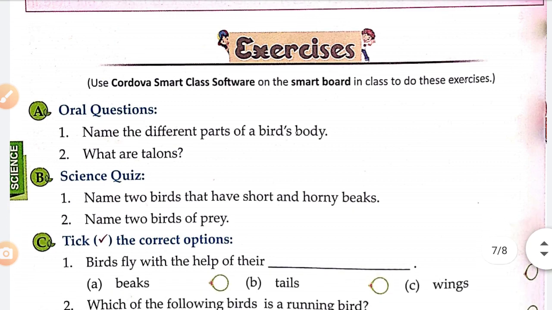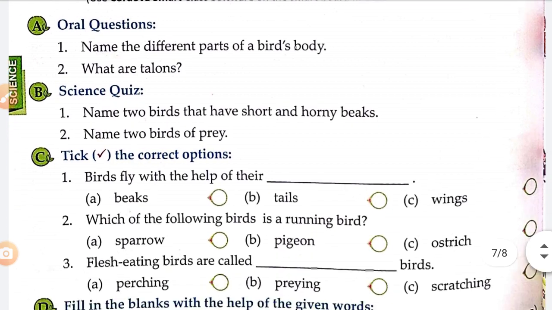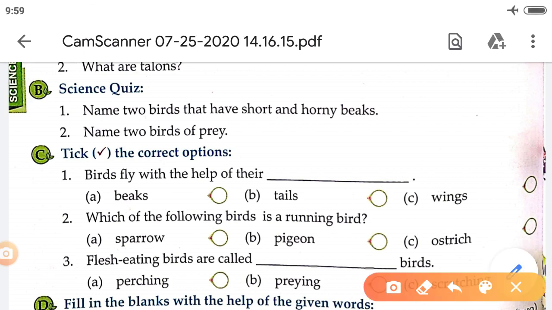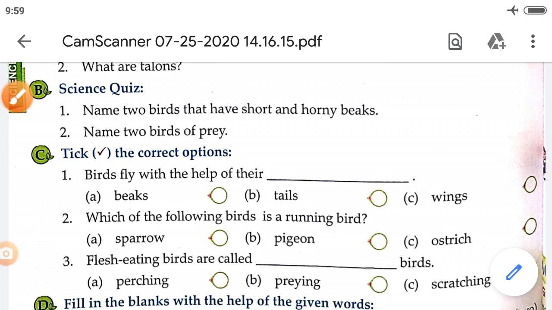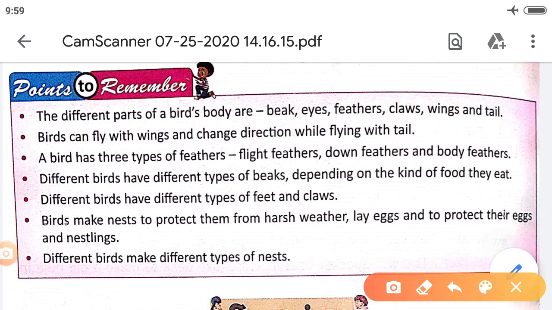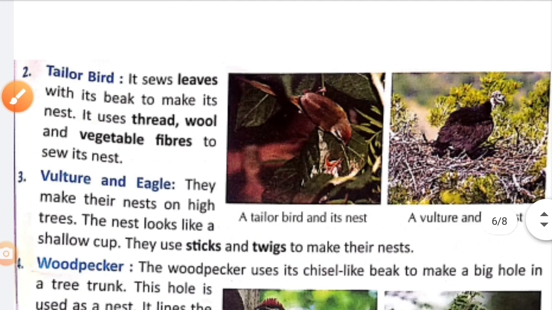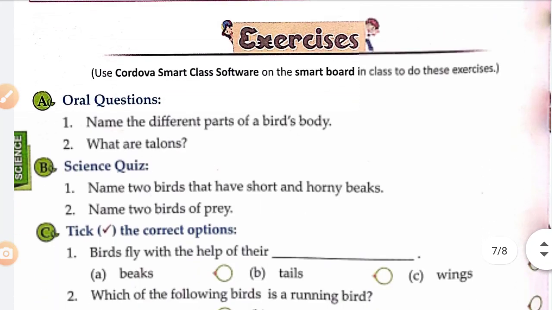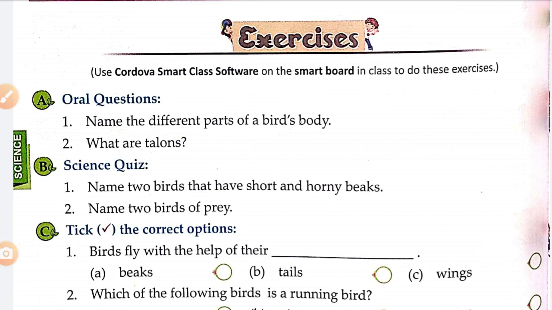Okay, now we have to see the exercise. Oral question. Name the different parts of a bird's body. The different parts of a bird's body given here are beak, eyes, feathers, claws, wings, and tail. You should draw the diagram also. Here is an oral question. If you were in front of me, then I would ask you at that time. You should give the answer like this.